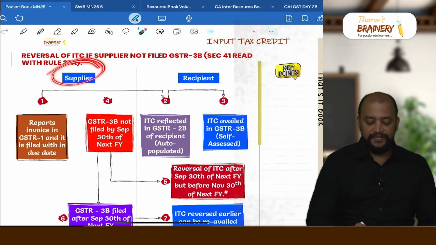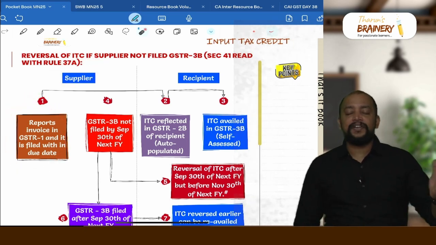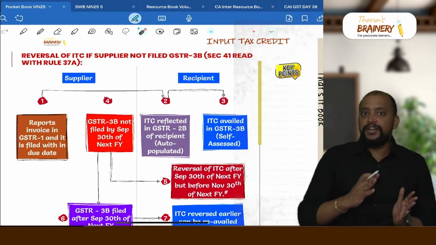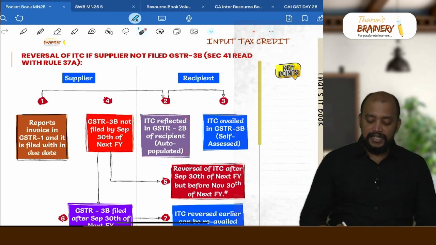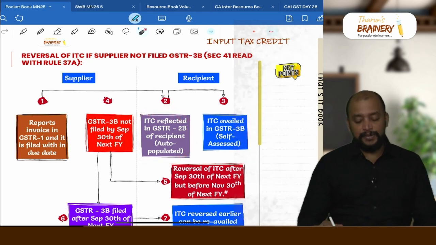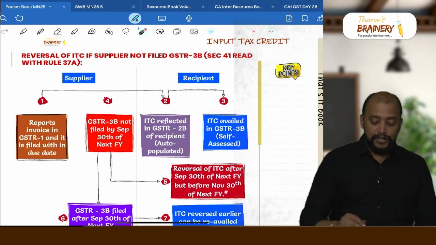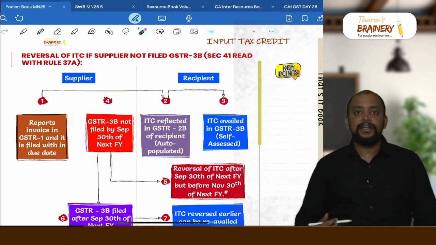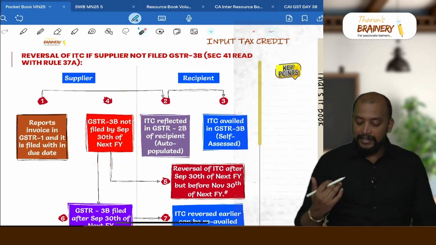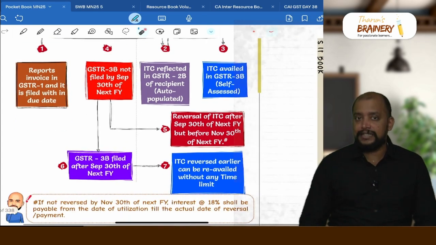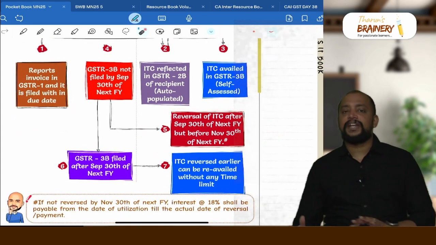See this: the supplier first reports the GSTR 1 and files it by the due date, then it will be reflected in 2B of the recipient, auto populated. As and when it is reflected in 2B, the recipient can avail the ITC in GSTR 3B, that is self assessed ITC. Now if the supplier is not filing GSTR 3B by September 30th of the next financial year, then the recipient should reverse the ITC by 30th November of the next financial year.